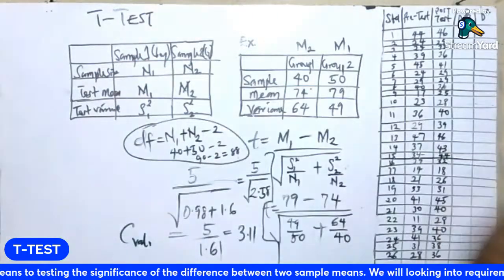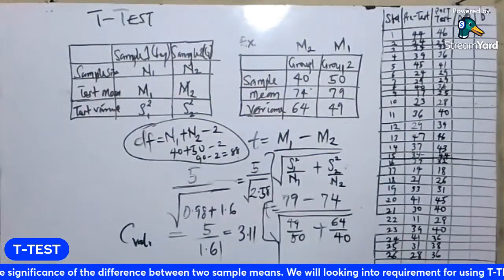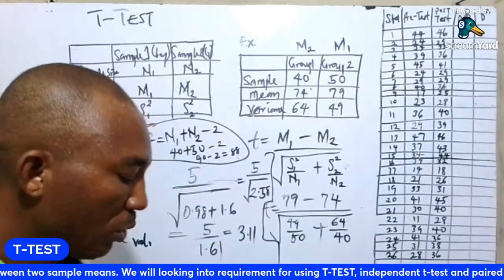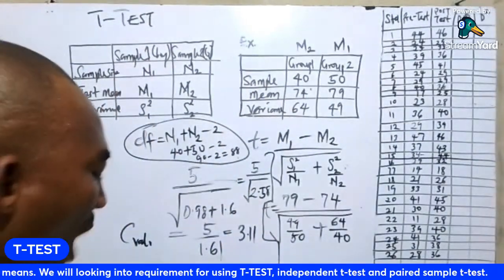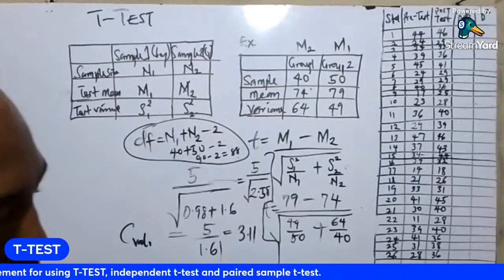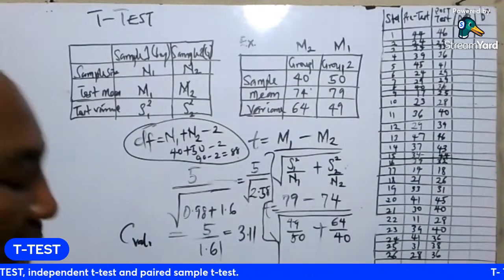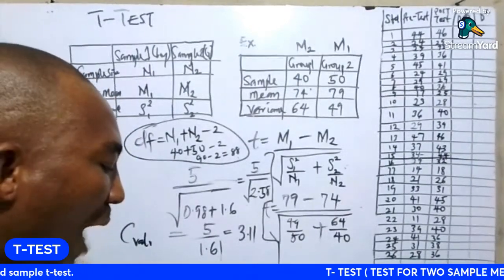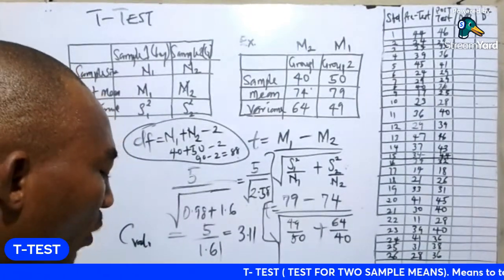So I will need to bring out my 4-figure table. Unlike the chi-square, where you have to go to your chi-square table, for the t-test you also need to go to your t-test table. So I'm going to open that now.